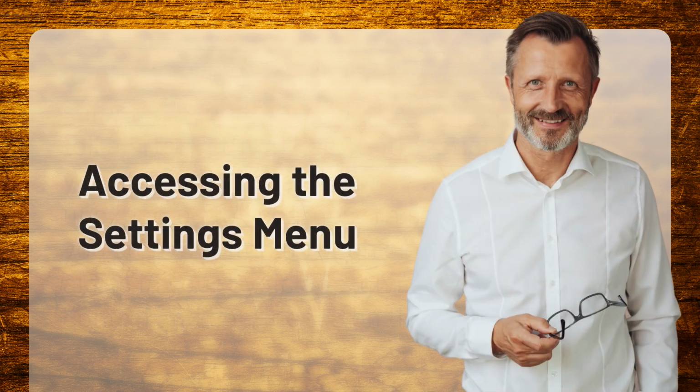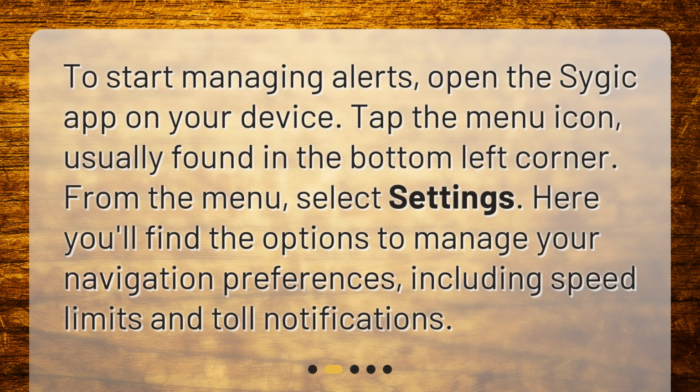Accessing the Settings menu. To start managing alerts, open the Sygic app on your device. Tap the menu icon, usually found in the bottom left corner. From the menu, select Settings. Here you'll find the options to manage your navigation preferences, including speed limits and toll notifications.